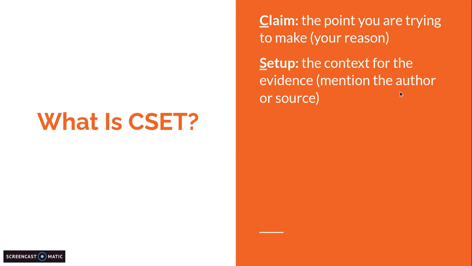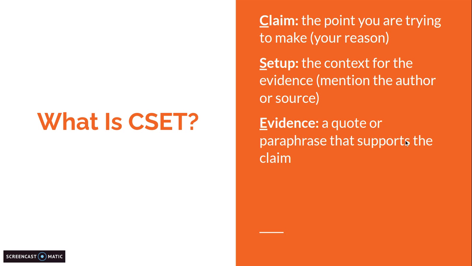After that, you've got the setup. Setup is when you provide some context for the evidence that you're about to introduce. The way you do this is usually by mentioning the author's name or mentioning the source, something like that. But the goal of the setup is to set up the evidence. Evidence is a quote or a paraphrase that you take from one of your sources. So you use that to support the claim. Particularly in argumentative writing, the evidence is usually clearly and very specifically advancing the claim. It's proving the point that you're making.